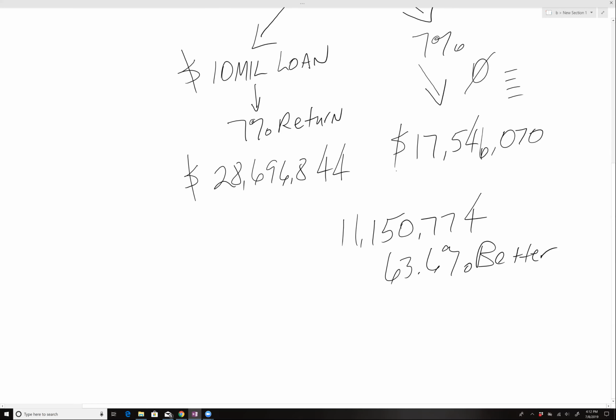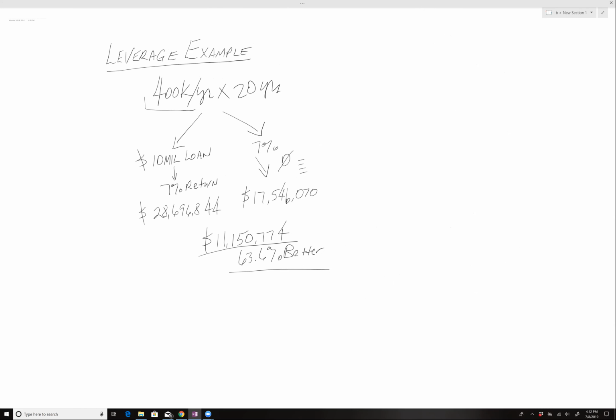This is just the same interest rate side by side, and look at the power of using leverage versus just not having any leverage whatsoever. And it's a substantial $11,150,774, 63.6% better return.